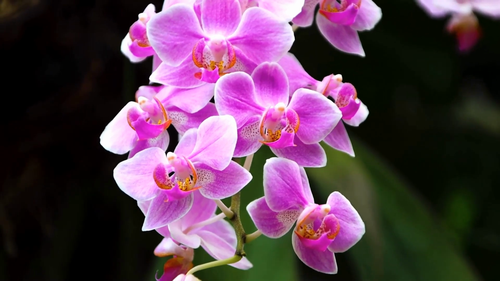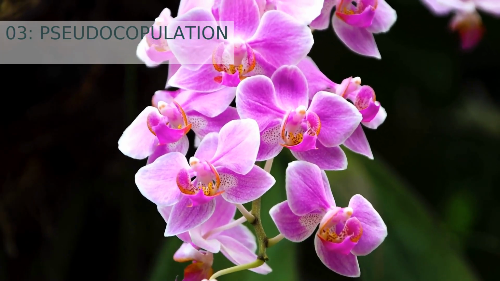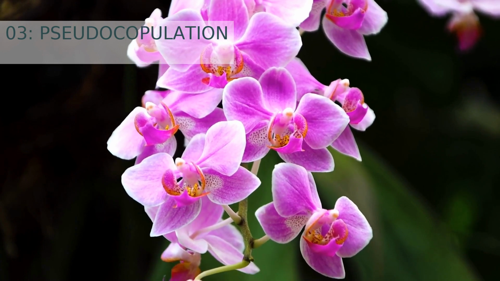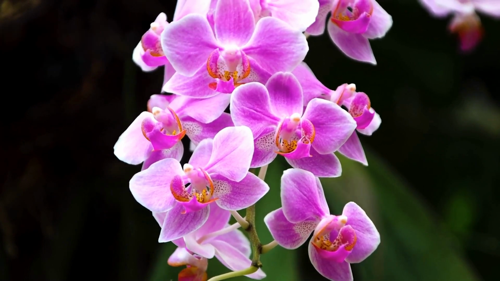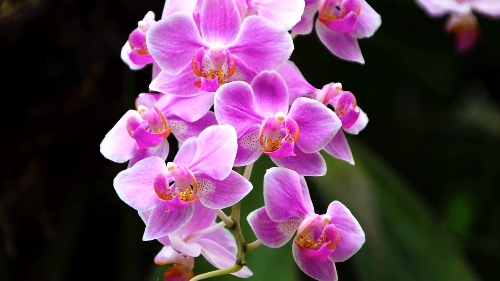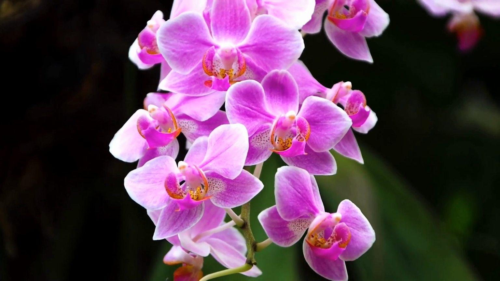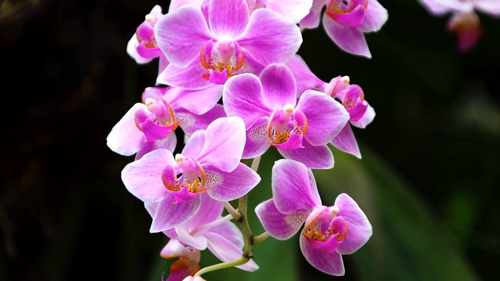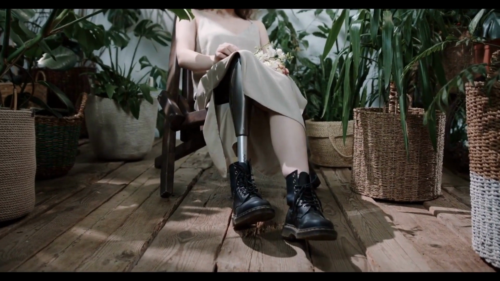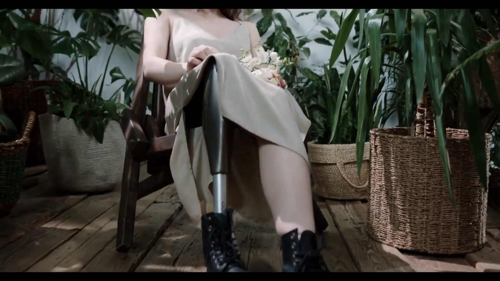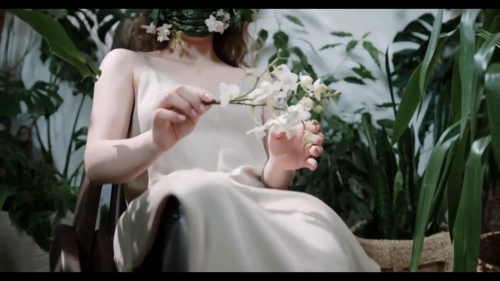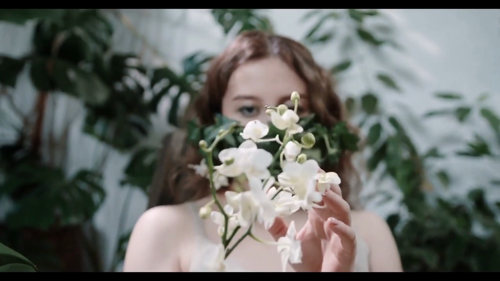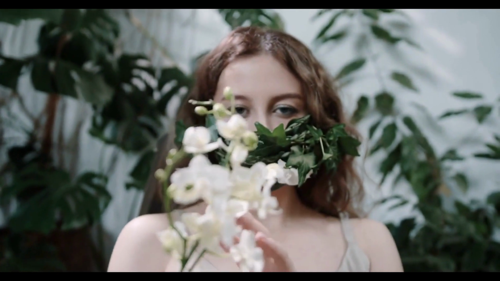Number 3. Pseudocopulation. Pseudocopulation is a form of mimicry in animals, particularly insects, in which a male is deceived into attempting to mate with a female of another species. This often occurs when the female of the other species has similar physical characteristics to the female of the male's own species. For example, some female species of butterflies mimic the appearance of male species of other butterfly species, attracting the males of the other species and then consuming them.